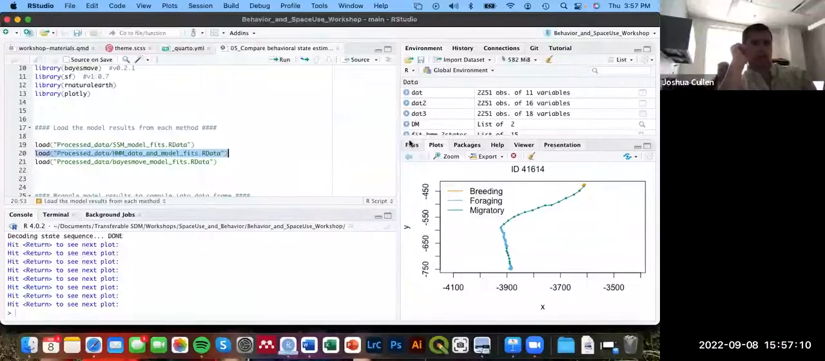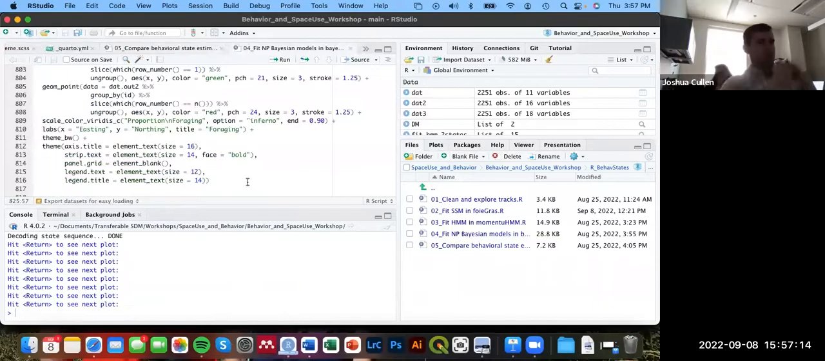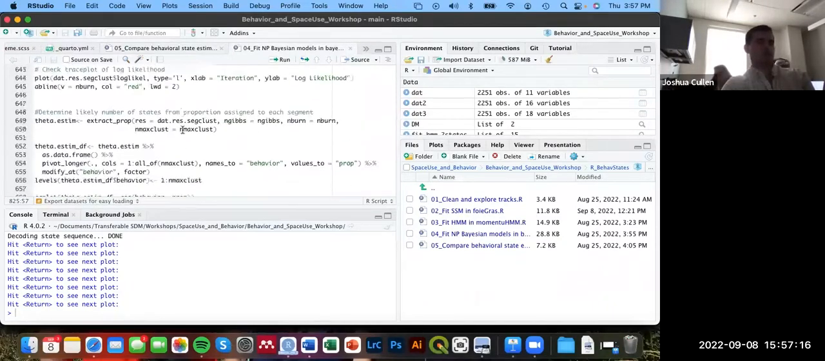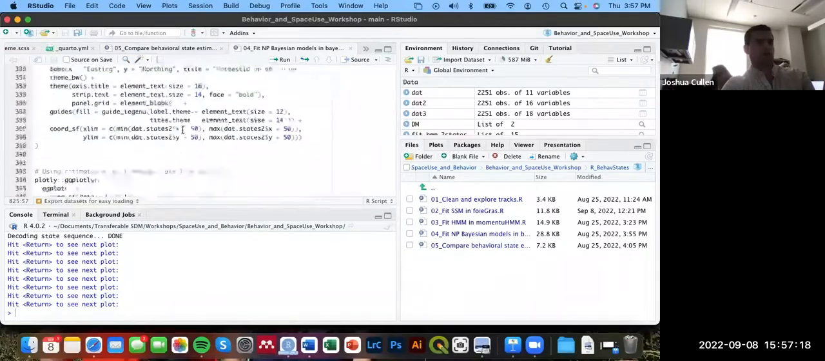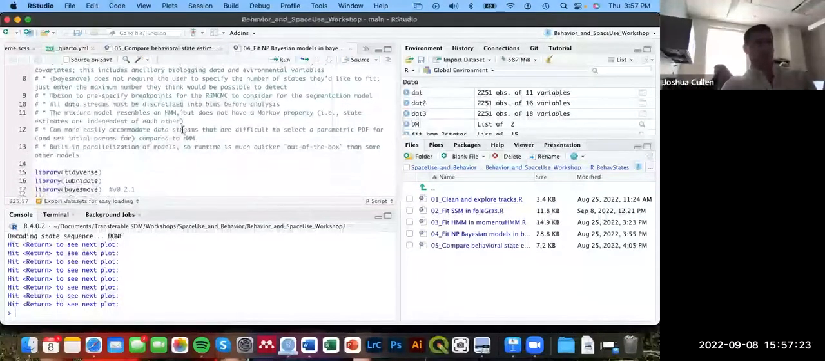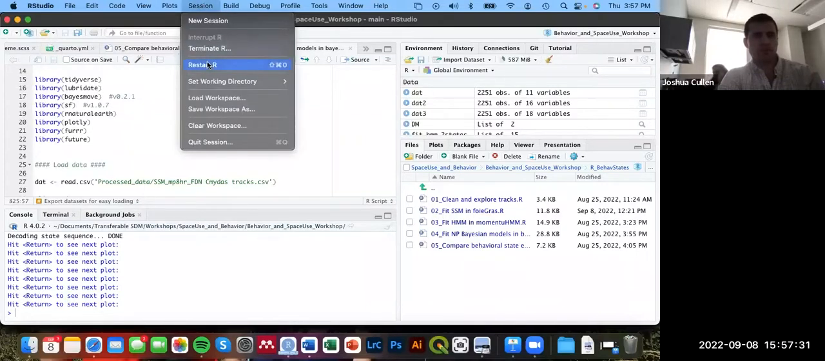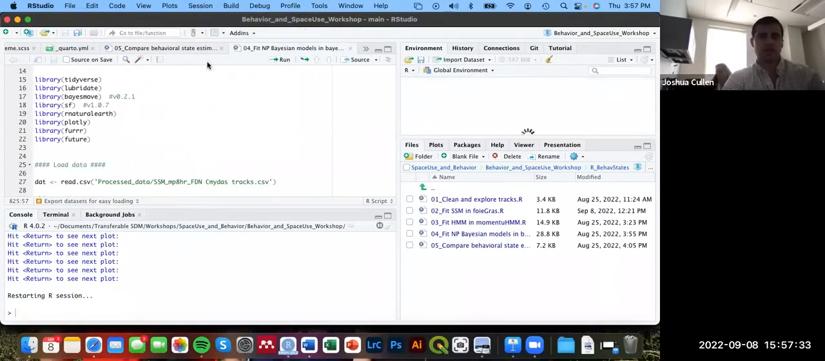Okay, so I'm going to open up that script. Again, just go to the workshop website and open the link and copy and paste it in. If there's anything that's going to take a while, I will potentially skip it. So we'll see how it goes. I'm going to restart R and start with a new clean environment. And I'm loading in the BayesMove package.